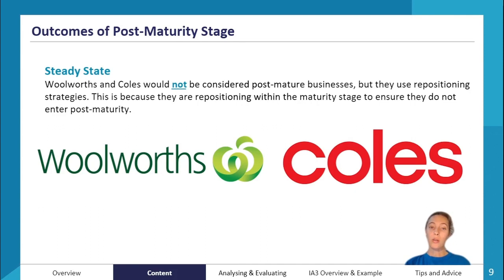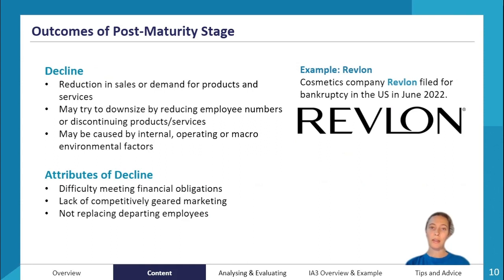Woolworths and Coles would most likely not be considered post-mature businesses because they are still at the top of their industries. They're not really in that post-maturity phase. The reason for that is they use those repositioning strategies to make sure they're constantly at the top of their game, and that is helping them to make sure that they don't enter decline.